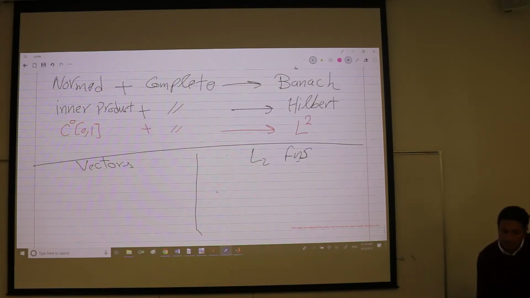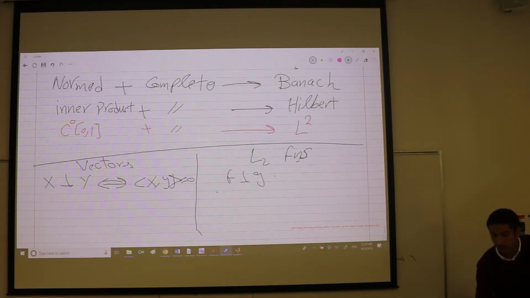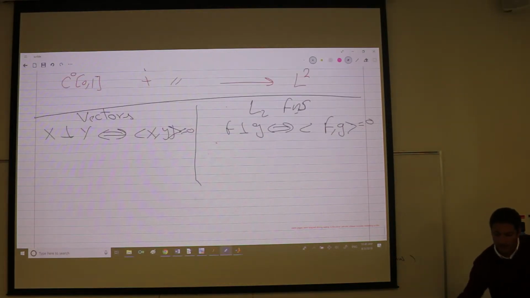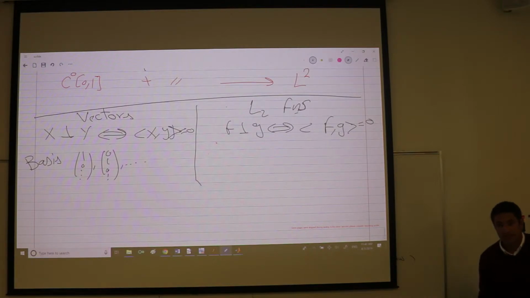How do you treat vectors? Well, we can define what it means for x to be perpendicular to y. It means that the dot product of x and y is 0. That's the same thing here. f perpendicular to g is equivalent to the dot product of f and g being 0. Actually, I can have a basis. What do you mean by basis? Like a basis in Rn is what? It's 1, 0, 0, 0, then 0, 1, 0, 0, and so on. So here we have a basis for L2. What are these bases? Sines and cosines.